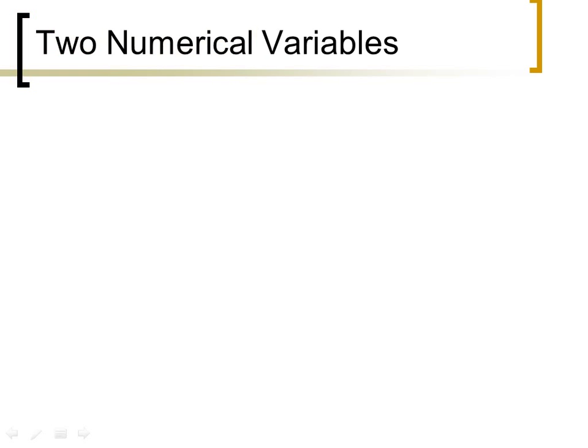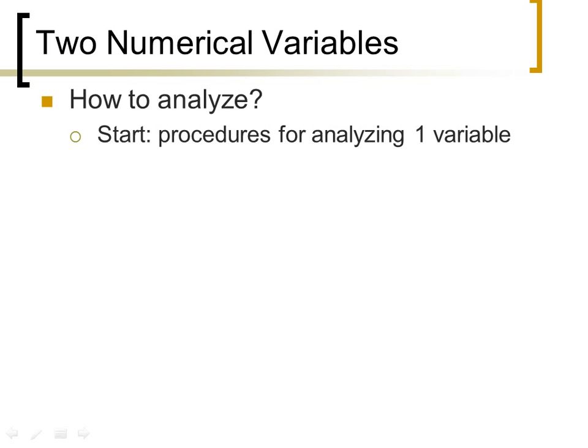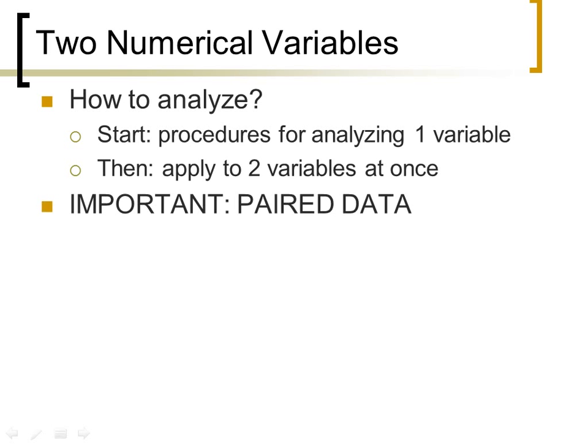So we always start when we're doing regression and correlation with two numerical variables. Two numerical variables is sometimes called simple regression, and you need at least two numerical variables or else there's no relationship to be had. We analyze this starting in the same way that we analyze a single variable, and then we apply that procedure to two variables at once.